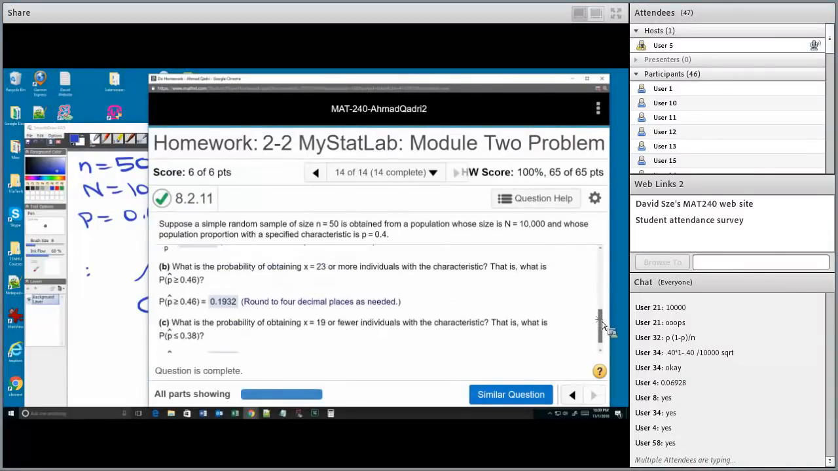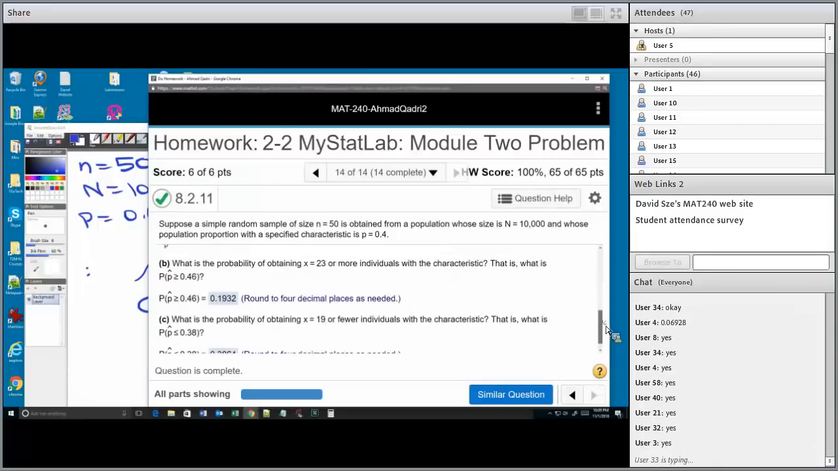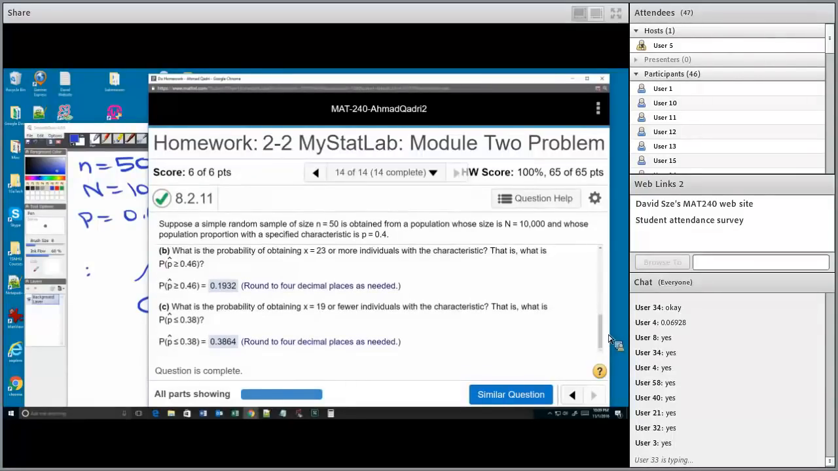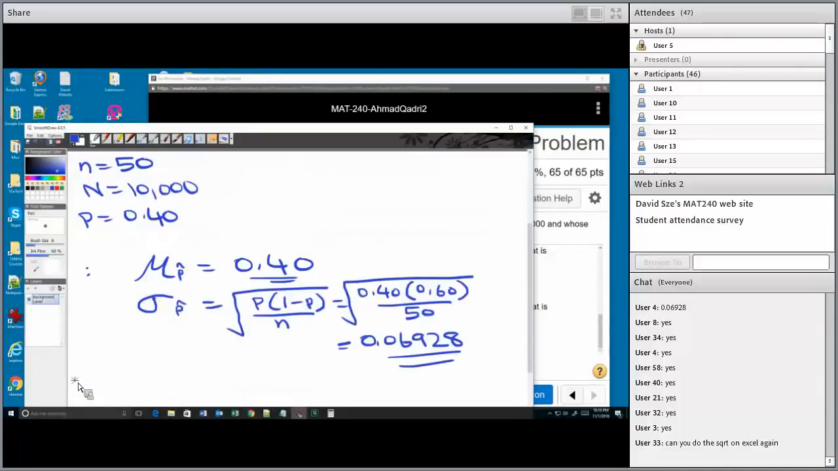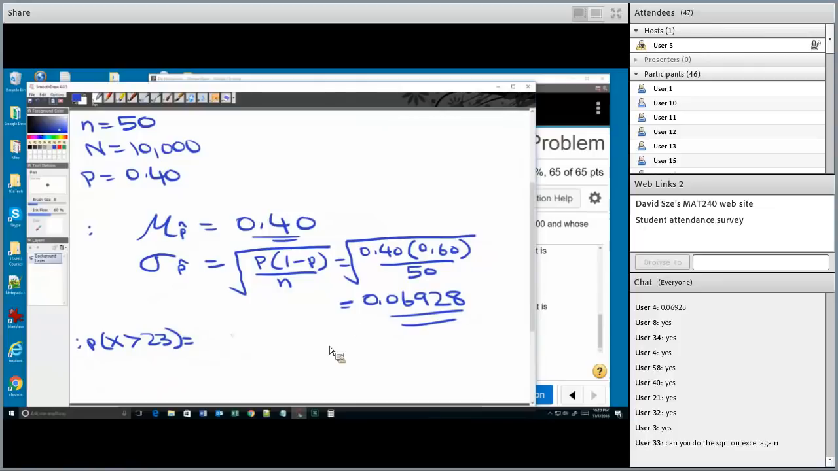And then we have a few more problems. Excellent. Now the problem says, what is the probability of obtaining 23 or more individuals with some characteristic? So 23. Probability that X is greater than or equal to 23? Well, this is the same as the probability that p hat is greater than or equal to what? What is 23 as a proportion of 50? 23 over 50. What is 23 over 50? Someone type that.